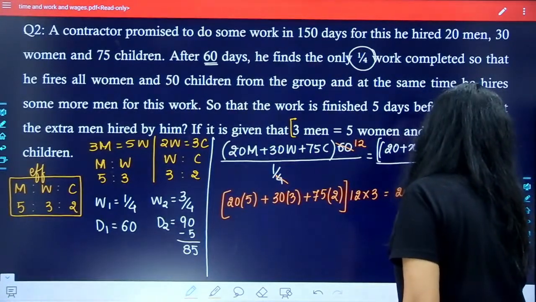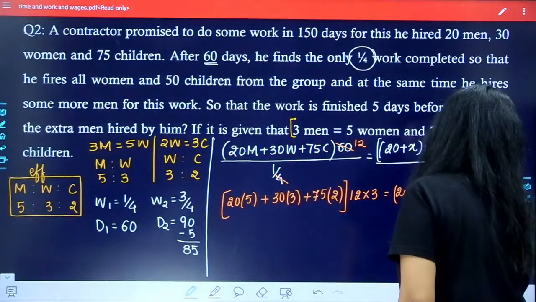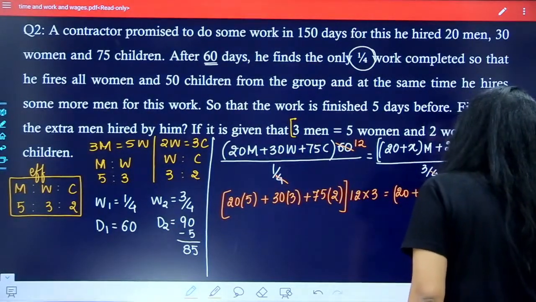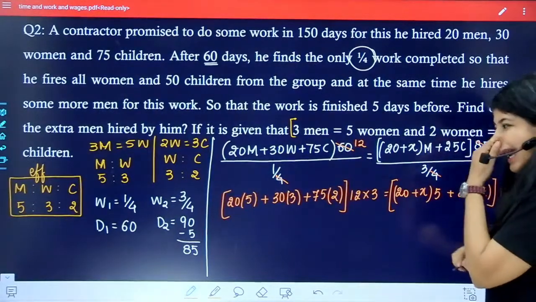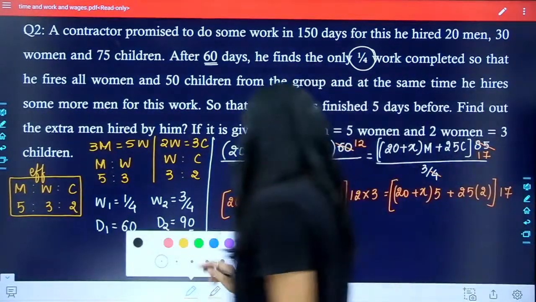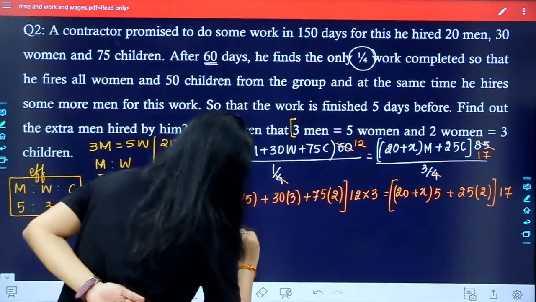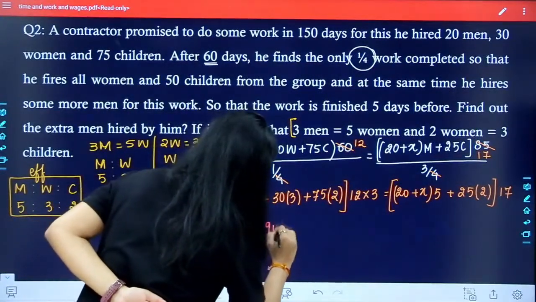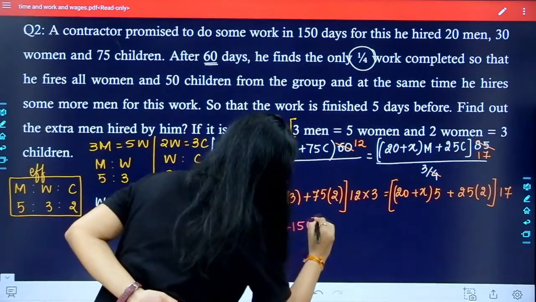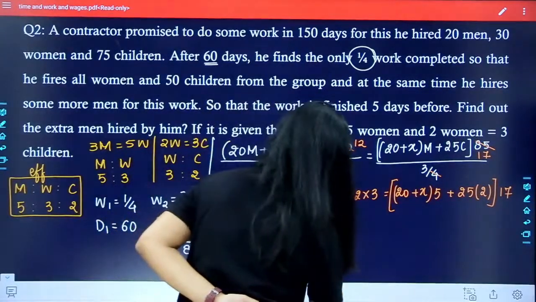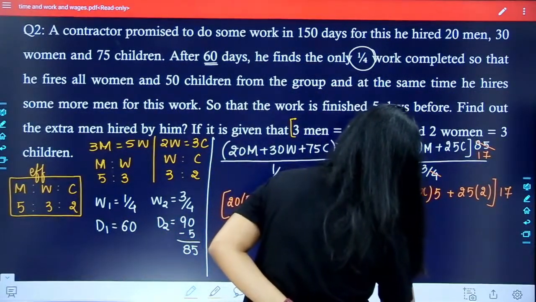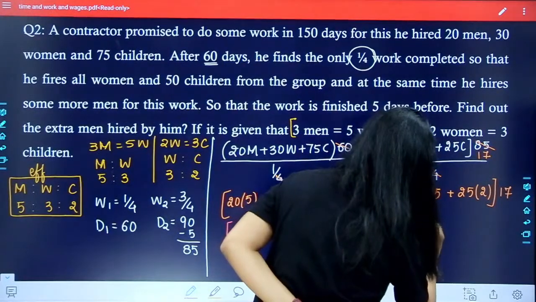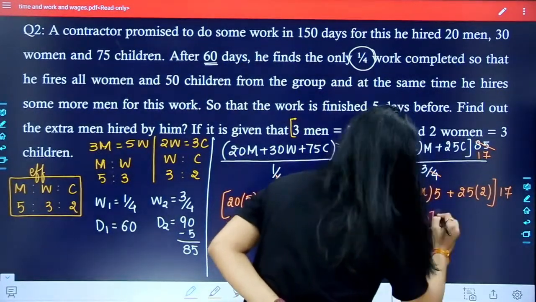20 plus X, and the efficiency of men is 5, plus 25 into the efficiency of a child, that is 2, and this whole term is multiplied by 17. All I have to do is just solve this equation. Here I am getting 100 plus 90 plus 150, that is multiplied by 36, and this is equal to 100 plus 5x plus 50, and this term should be multiplied by 17.